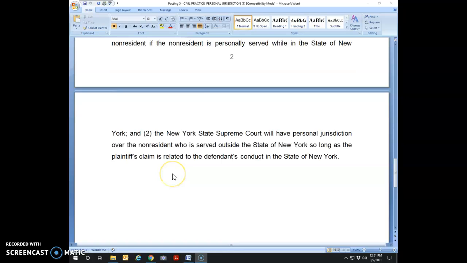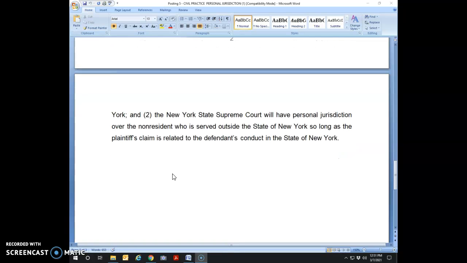Sometimes this concern about whether the court has personal jurisdiction over a non-resident who's served outside the state is referred to as long-arm jurisdiction, L-O-N-G, arm jurisdiction. You can imagine that the New York State court's arm is reaching out to New Jersey to exercise personal jurisdiction over the person who lives in New Jersey and was served in New Jersey, and that's, again, fine so long as the claim is related to the defendant's conduct in the state of New York.